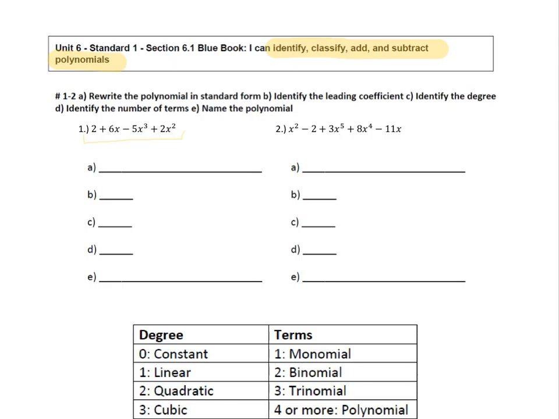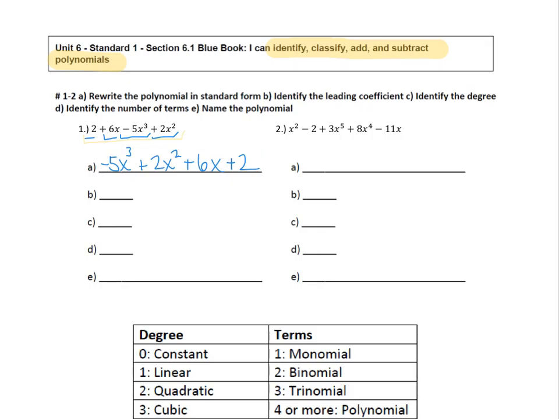So we want to rewrite our largest degree term first, and that happens to be negative 5x to the third power. Negative 5x cubed. Make sure you bring the sign with it, so it would be a negative 5, not a positive 5. Then the next one in descending order will be the plus 2x squared. Bring the sign in front of it with it. Then next will be 6x, and then in descending order we've got our constant 2. Okay, so we're in descending order. The exponents go from greatest to least.